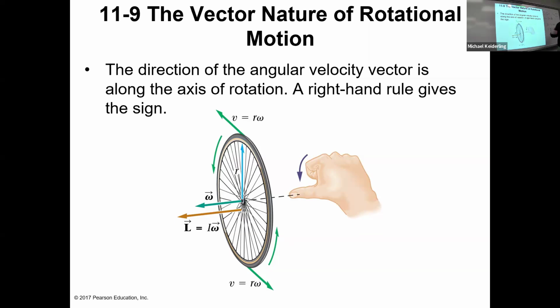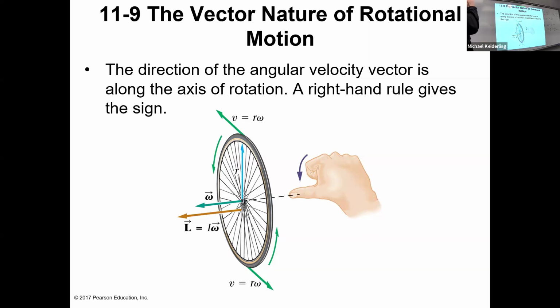That's why counterclockwise is positive and clockwise is negative. Counterclockwise is out of the board, out of the page, positive. Clockwise is into the page, into the board, negative. So that's the right hand rule. You take your right hand, you curl your fingers in that direction.